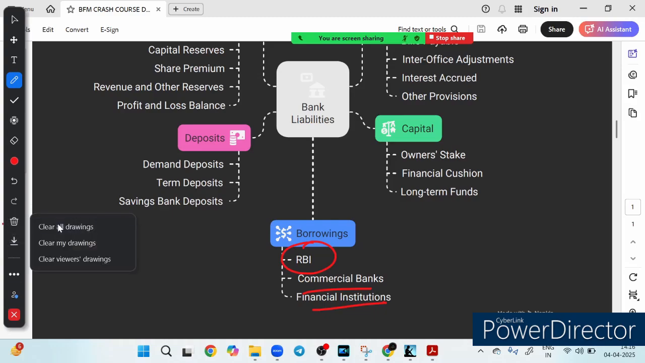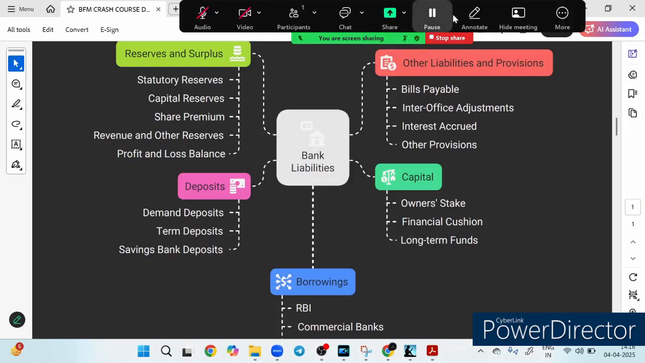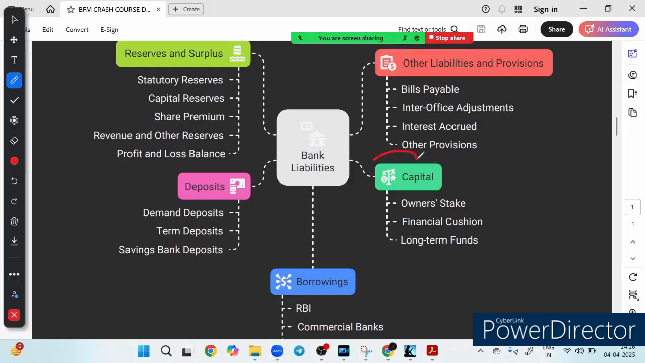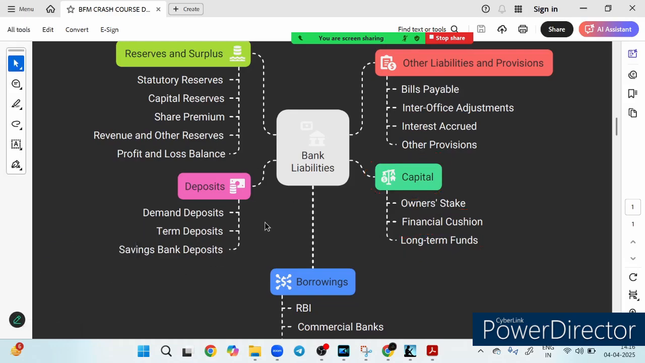Then comes capital. Capital is also a part of liability. So a bank is not just about customer deposits, right? It also needs capital to stay strong. So these include owner's stake, which means the money invested by the bank founders and the shareholders. Then financial cushion, which means capital reserves, that means extra funds kept aside for emergency. Then long-term funds. Long-term funds are like reserves. So these are like capital reserves that help the bank grow and expand. In simple terms, capital acts like a safety net, ensuring that the bank remains financially stable in tough times.